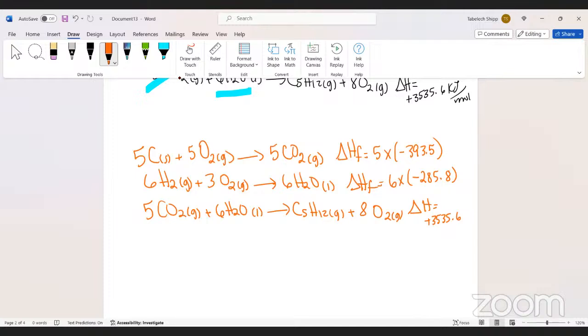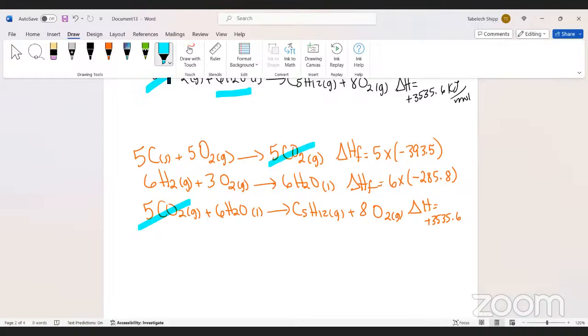I tell my students that all the time. Don't write while I'm doing it. I leave it up long enough for you guys to actually write it in. So watch what we do when we cancel things out. Again, we're going to cancel out the 5 carbon dioxides like we did before, okay?